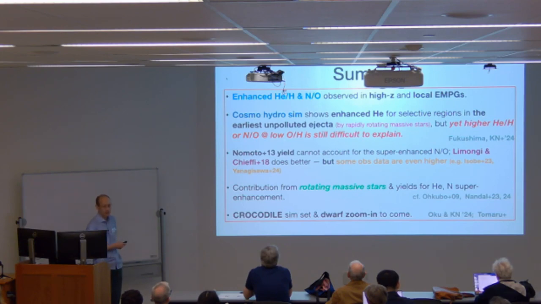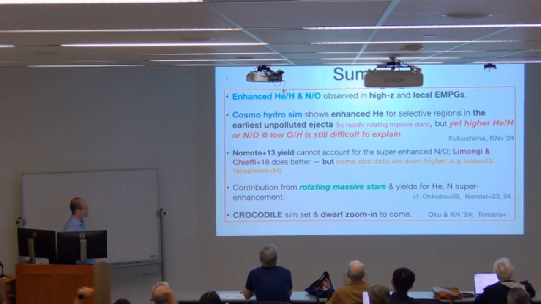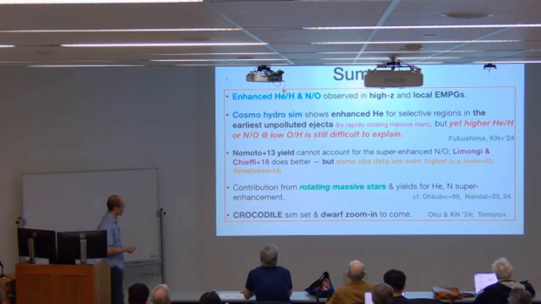These are very difficult to explain. So regular Nomoto 13 cannot account for these super enhanced element abundances. Some of the data points can be accounted for by the Meynet-Chiappini models. It does better, but even higher data points exist. So we need more contribution from rotating massive stars, and yields for helium and nitrogen super enhancement are necessary, as suggested by these.